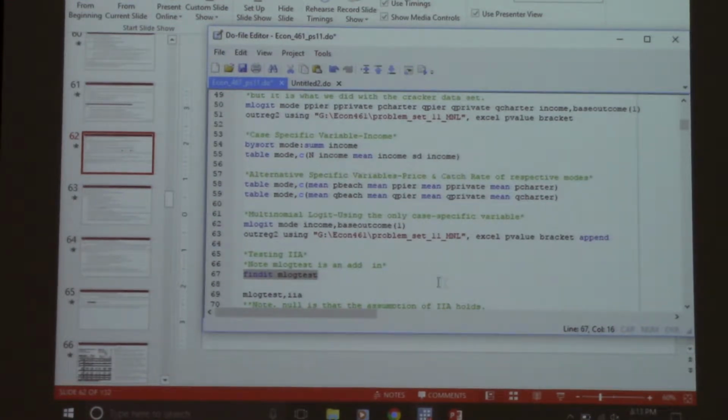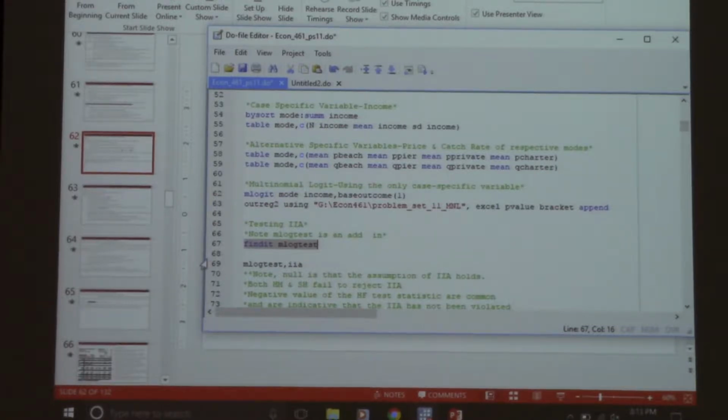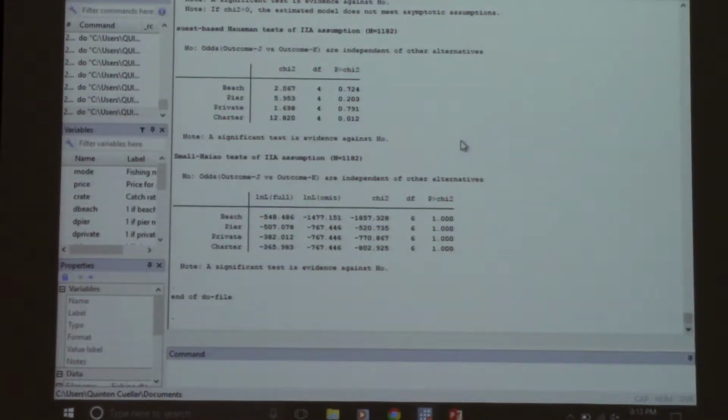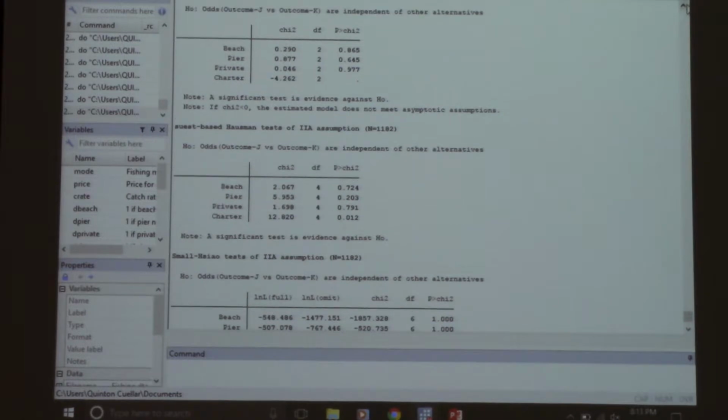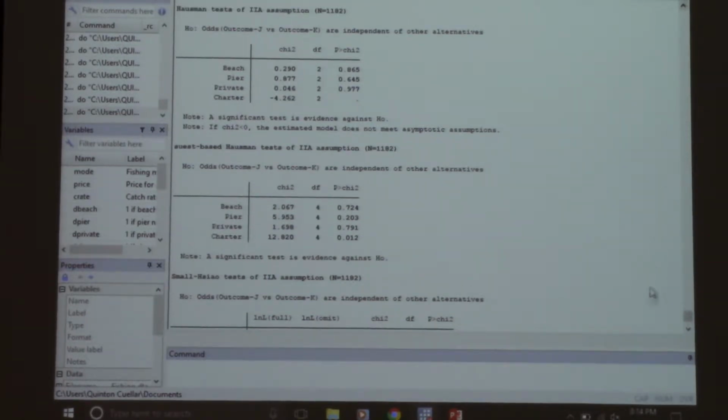So type that. We can run this mlogit test. You add in that option IIA, and it does all of it for you in however long that took you to do. And it does, actually there's 3 different tests.